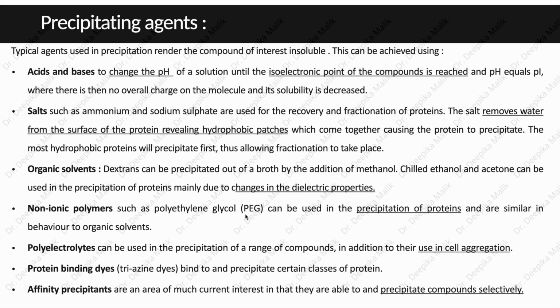Non-ionic polymers such as polyethylene glycol can be used in the precipitation of proteins and are similar in behavior to organic solvents. Polyelectrolytes can be used in the precipitation of a range of compounds in addition to their use in cell aggregation. Protein binding dyes such as triazine bind to and precipitate certain classes of proteins. Affinity precipitants are an area of much current interest in that they are able to precipitate compounds selectively.